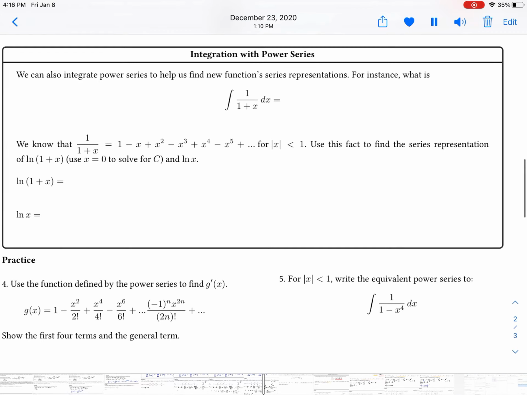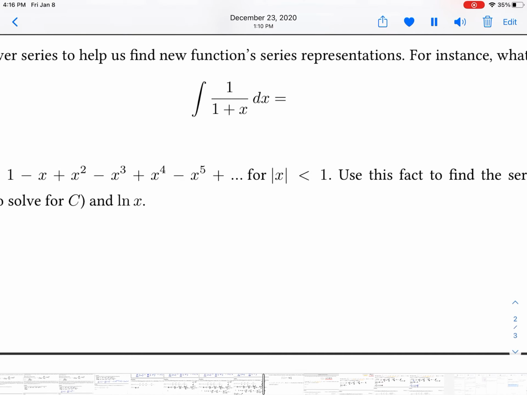So we just talked about finding the derivatives of power series to give us some information about the derivative of the functions, or vice versa. Well, we can also integrate power series to help us find new function series representations. So for example, let's start with this integral. The integral of 1 over 1 plus x dx.